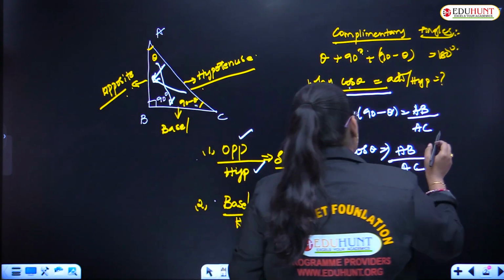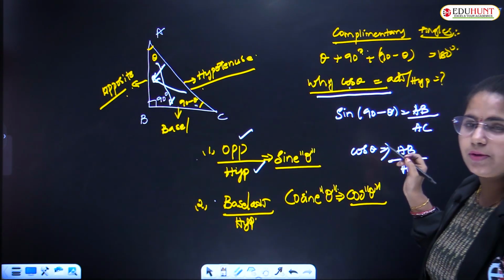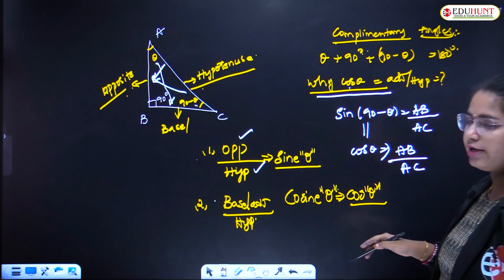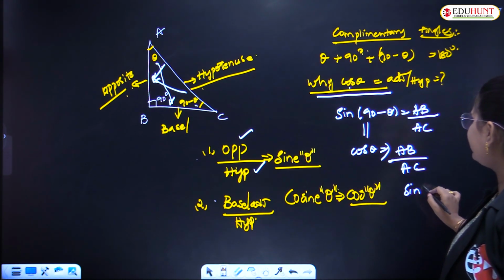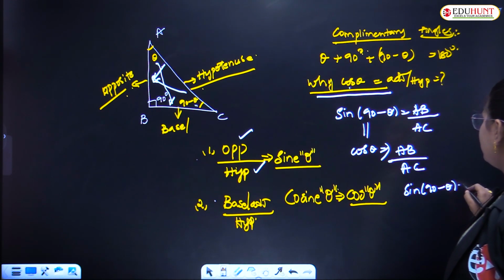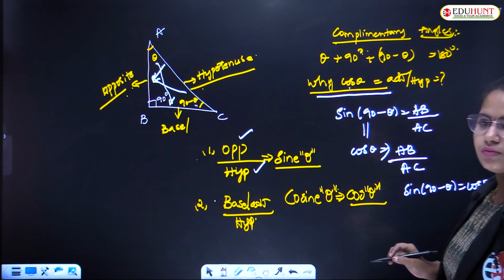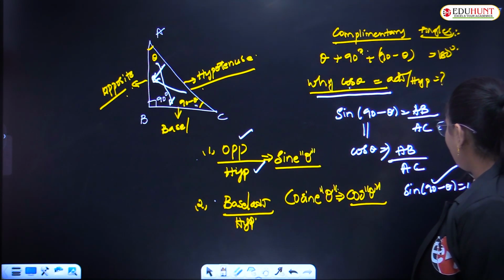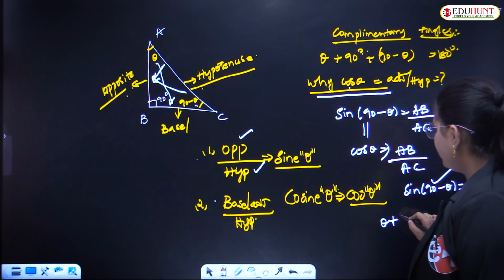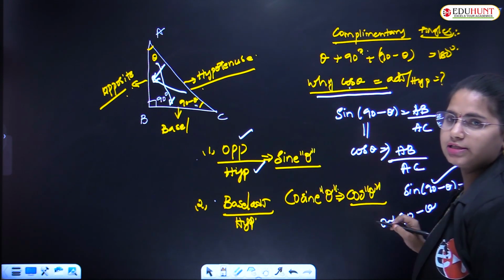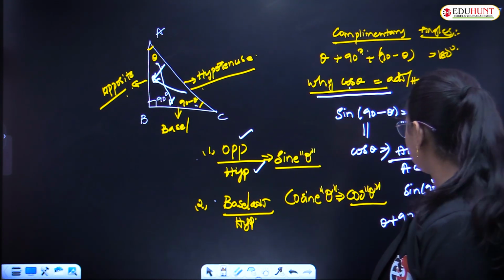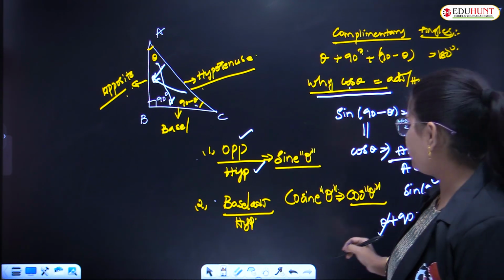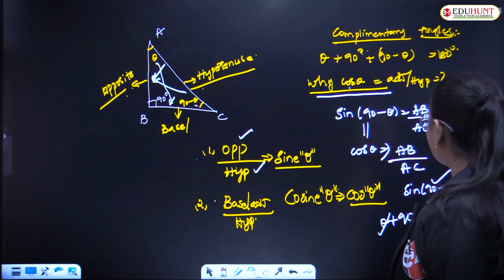If the RHS are equal, we need to make the LHS also equal, correct? So from both of these, what can I write? Sin 90 minus theta is equal to cos theta. Whenever you add these two angles, theta plus 90 minus theta, the theta and minus theta cancel. What is the resultant? 90 degrees, correct?